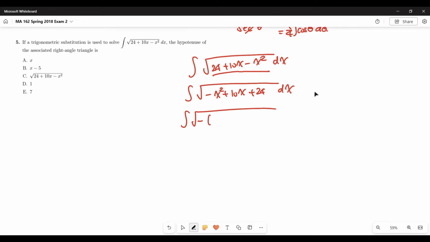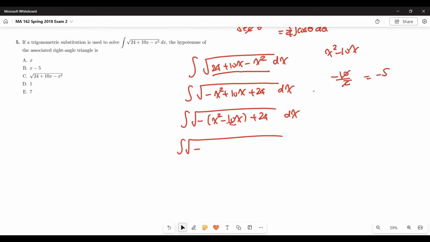So negative x squared minus 10x plus 24 dx. We have that, and then completing the square is dividing by 2 the coefficient of x, which in our case is x squared minus 10x. So if you divide it by 2, it's negative 5, right? So it's going to be negative, x minus 5 squared.